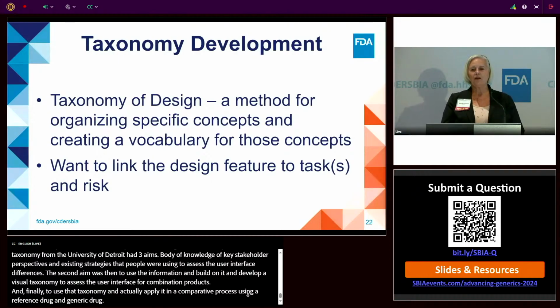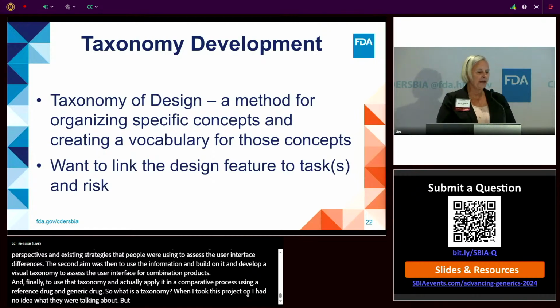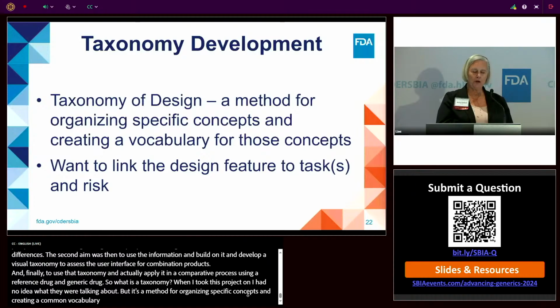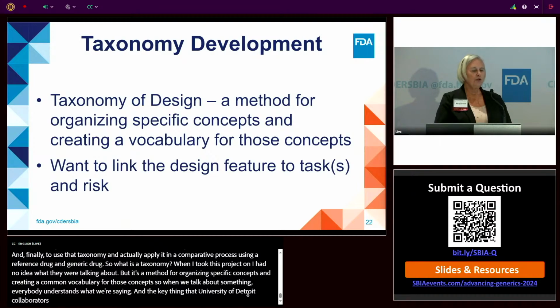When I took this project on, I had no idea what they were talking about. But it's a method for organizing specific concepts and creating a common vocabulary for those concepts, so that when we talk about something, everybody understands what we're saying. And the key thing that the University of Detroit collaborators wanted to do was link that design feature to a specific task and risks that are associated with that task.